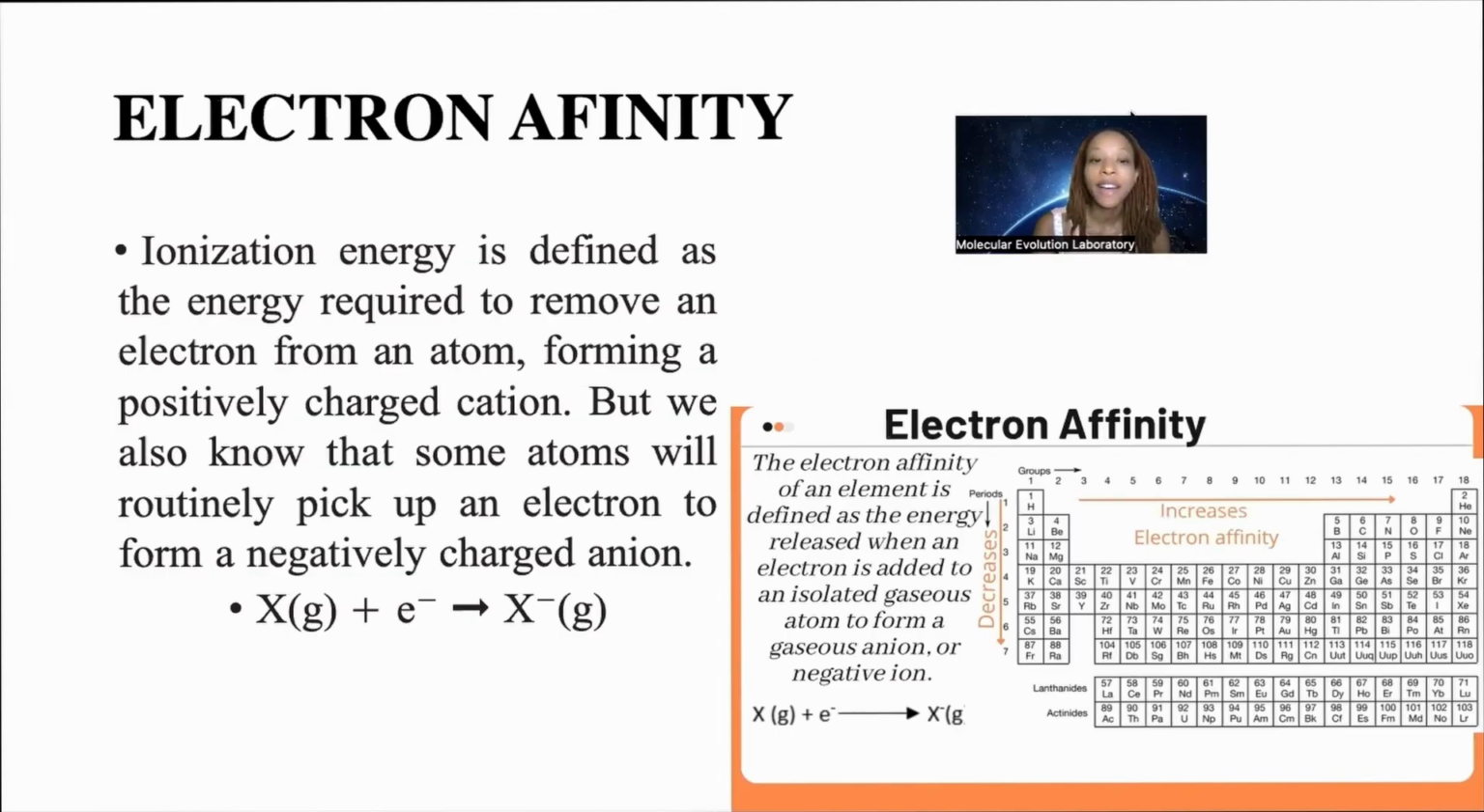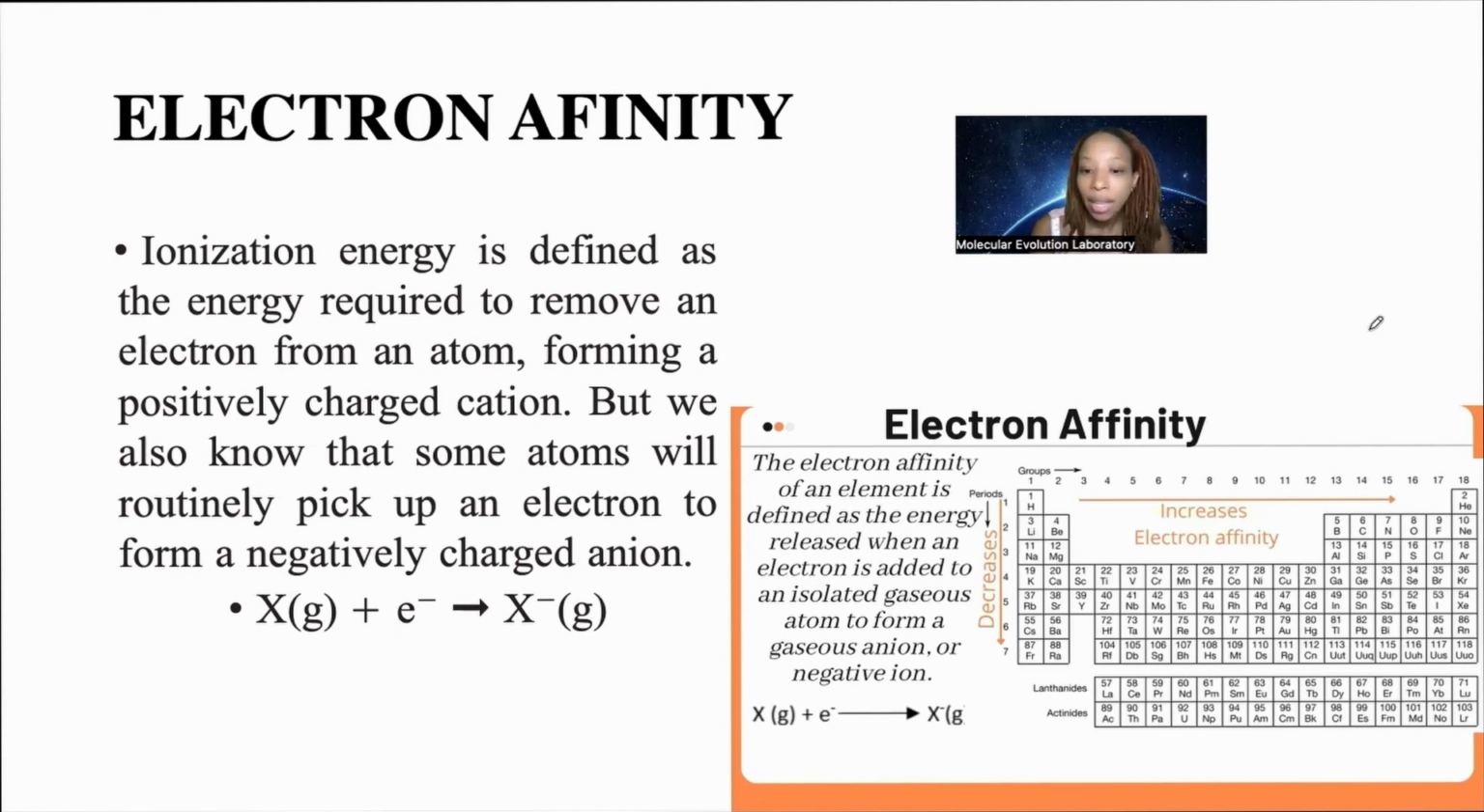Ionization energy is defined as the energy required to remove an electron from an atom, forming a positively charged cation. But we also know that some atoms will routinely pick up an electron to form a negatively charged anion, and this is basically where electron affinity comes in.